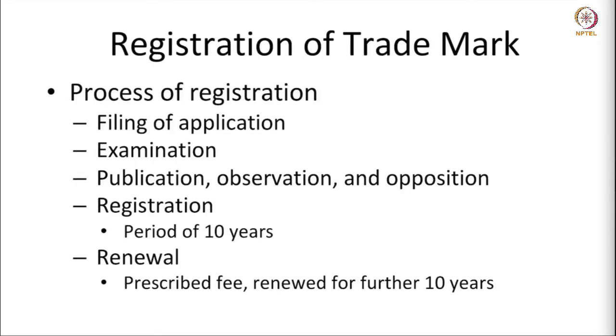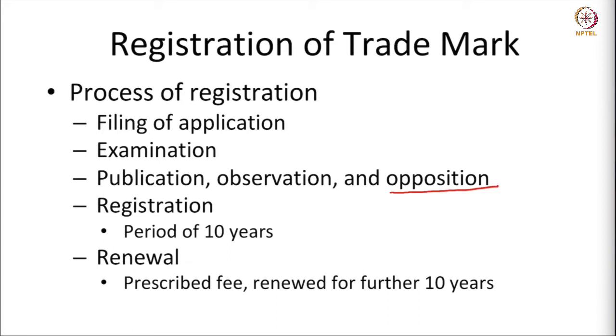Now, how do you register a trademark in India? The process of registration involves a few steps. The first one is filing an application using the prescribed form and paying the prescribed fees. Now this can be done manually, it can be done by post, and it can also be done electronically. Once the application is filed, the application is examined and there is a publication. And when it's published, the application is put to notice to the world at large. So there is an observation period, following which there could be an opposition.